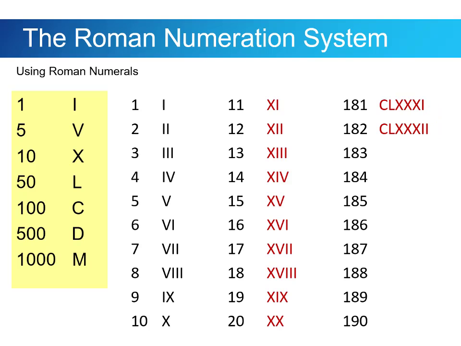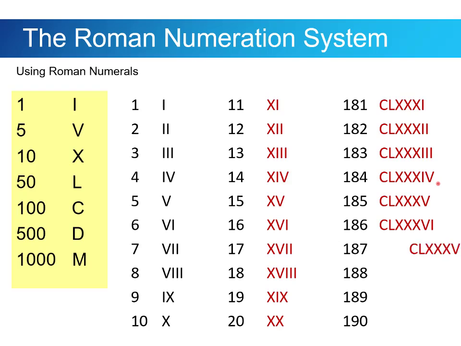And then we proceed as before, 182, 183. For the 4, I get the little trick with the IV. 185, 186, 187, 188. Okay, what's going to happen next? Can you predict 189?